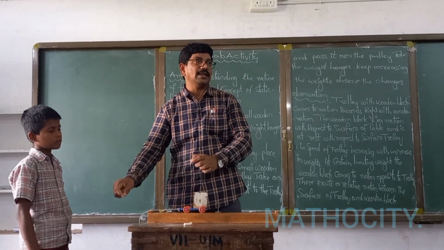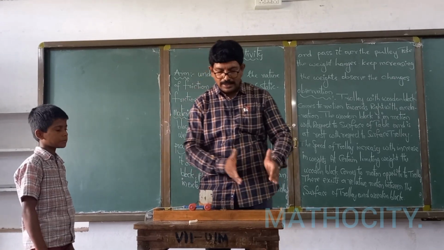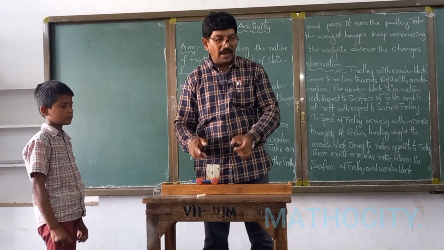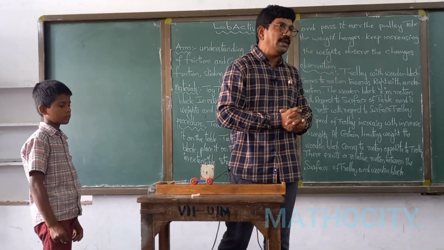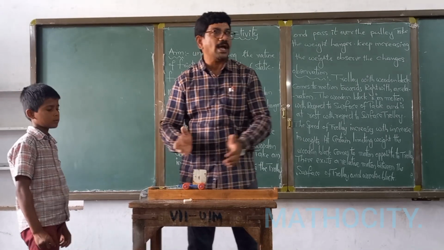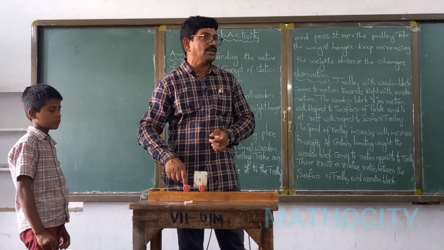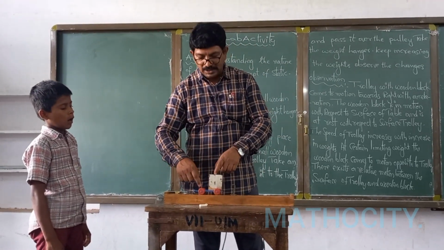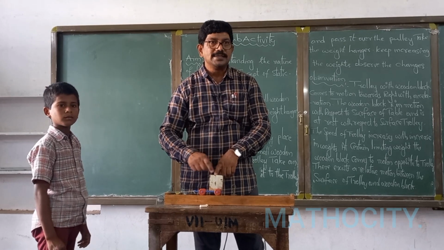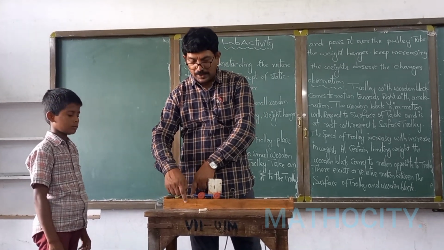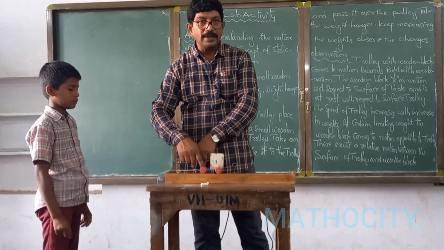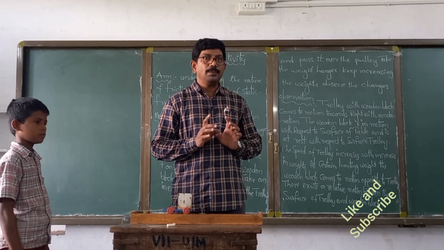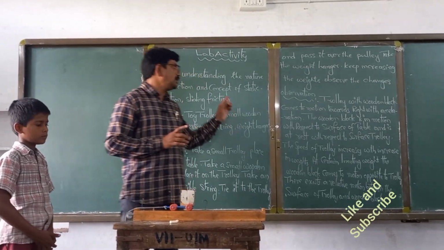When you go on adding the weights, the trolley and the wooden block move in the right direction, but at a particular weight, we call it the limiting weight, the wooden block moves in the opposite direction to the direction of motion of the trolley. At that particular moment, the frictional force present between the trolley and the wooden block is known as static friction, and the frictional force present between the surface of the table and the trolley is known as sliding friction. Are you clear? Are you clear about that one? So make a note of all these points, right?